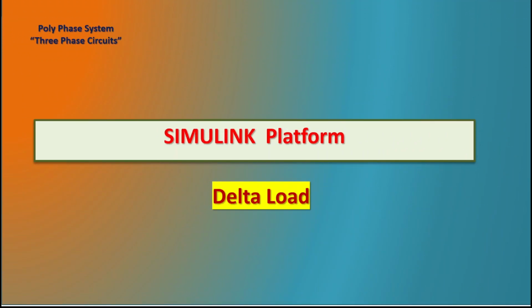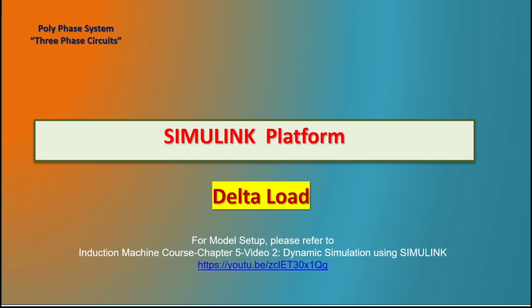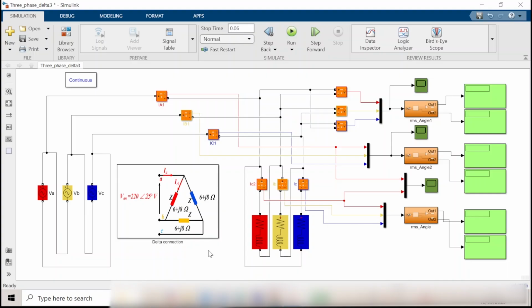It's time now to go to the Simulink platform to check the delta connected load. But again, I'm not going to set up the model because I explained that before in the induction machine course, chapter 5, video number 2, dynamic simulation using Simulink. Let's go. As you can see here, this is the circuit we want to simulate, delta connected load. Each impedance is 6 plus j8 ohm and the supply voltage is 220 volt angle 25, supplied to the load. So we are going to apply the voltage across the load terminals, 220 angle 25.